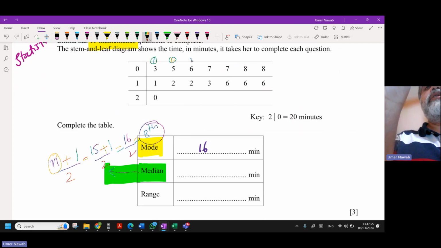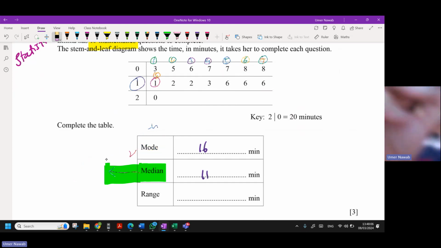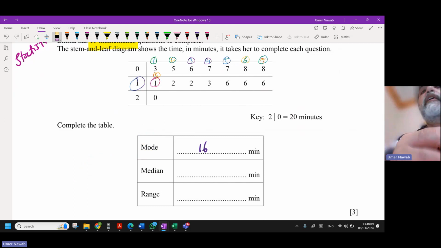1, 2, 3, 4, 5, 6, 7, 8. So Mr. Omar, 11 is my median. Now, if a student says, Mr. Omar, in the exam, I cannot keep the formula in my mind. Can you give any other method?